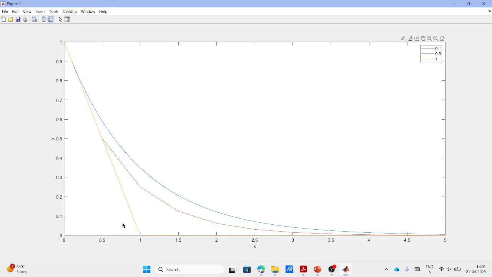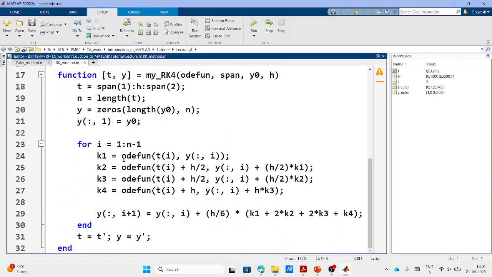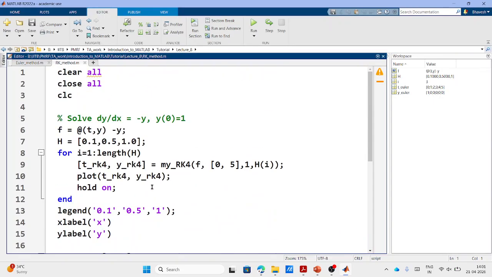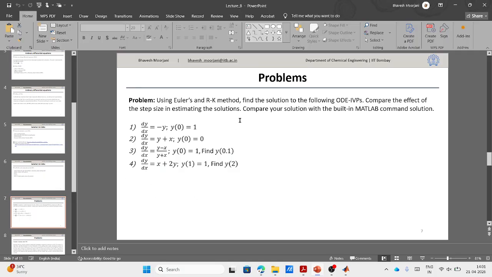As you can see, if I move the step size from 1 to 0.1, my curve becomes much smoother. I have multiple data points which are correlated to the previous value, and I'm getting smoother behavior. Same way you can code it for the RK method and find out the values. This portion I am leaving up to you. You can try it out, and then compare your result with the MATLAB functions.